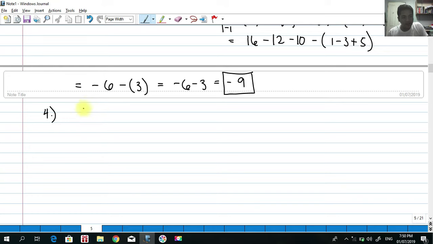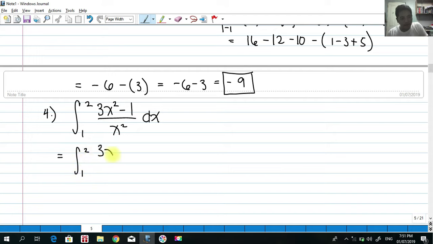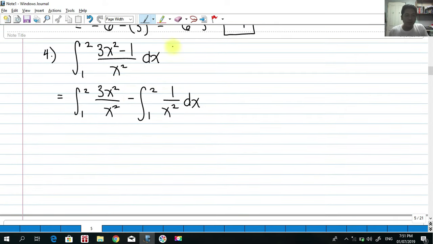Okay, let's try another example. For number 4, we have the integral of (3x squared minus 1) over x squared dx evaluated from 1 to 2. What we can do here is simply split this integral into 2. So we have the integral from 1 to 2 of 3x squared over x squared, minus the integral from 1 to 2 of 1 over x squared dx. From here, we can see that these two will cancel.